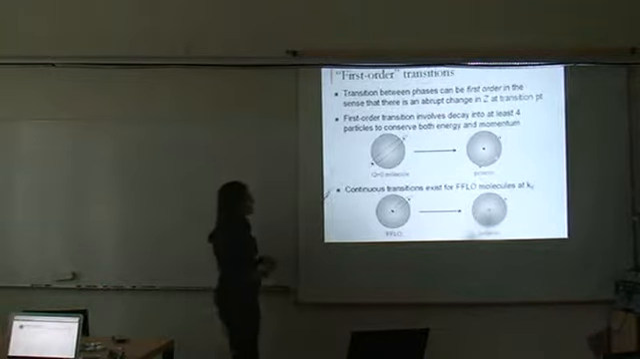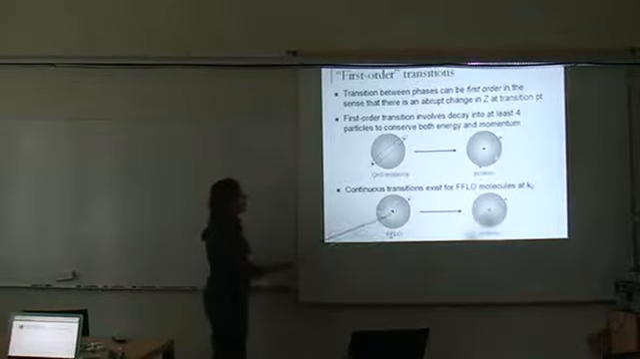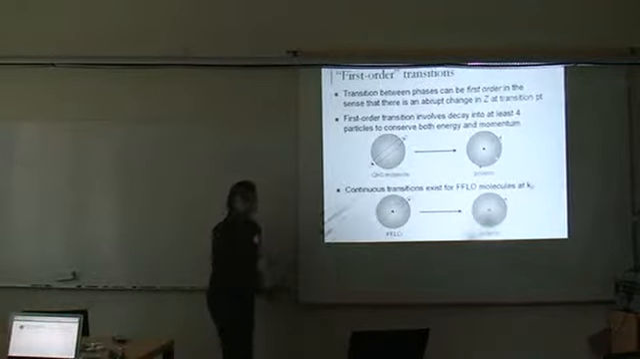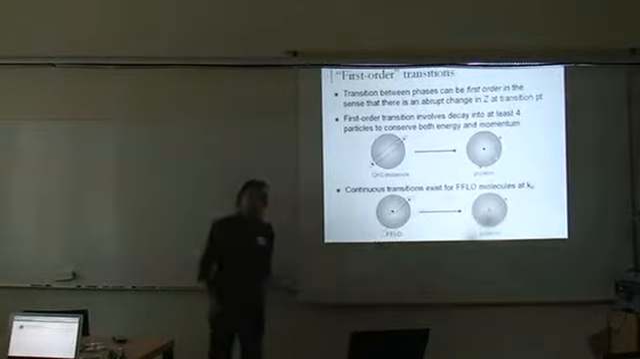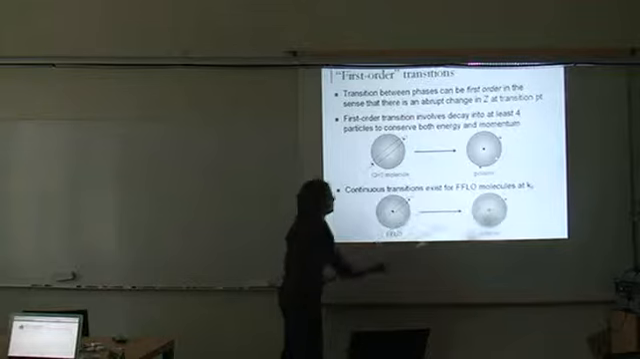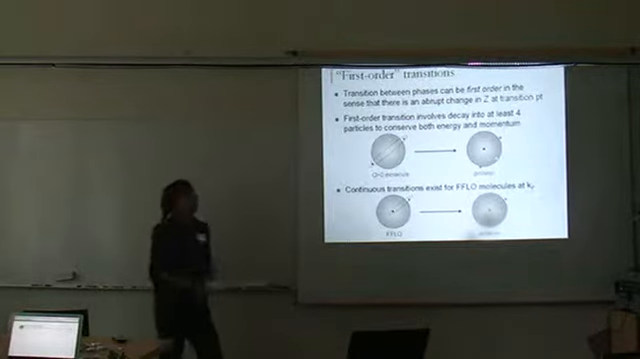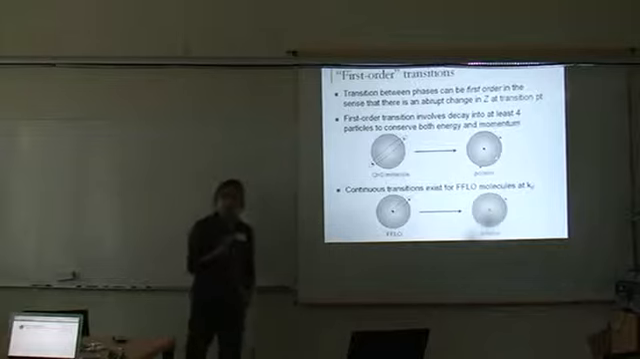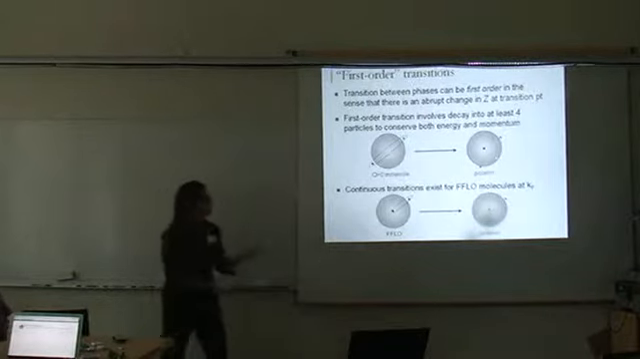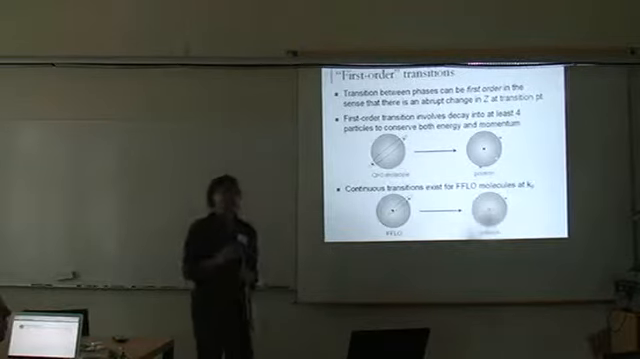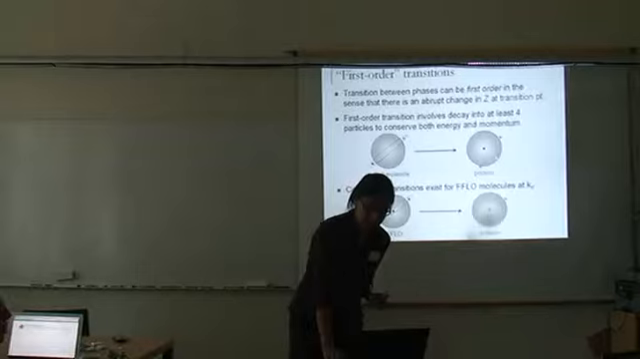Likewise, what's interesting is that if I consider FFLO molecules, where I have a molecule at momentum k_F, this can actually have a continuous transition, because now you can just continuously decay to this state without needing to create particle-hole pairs to conserve momentum. So it's interesting how you can get these different types of transitions once you have this FFLO phase in your system.